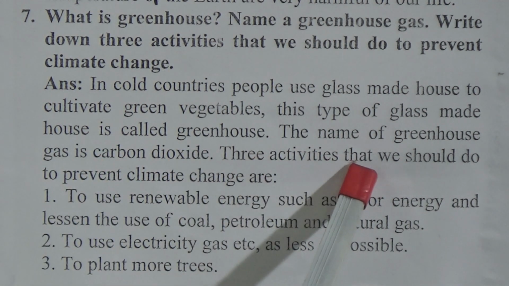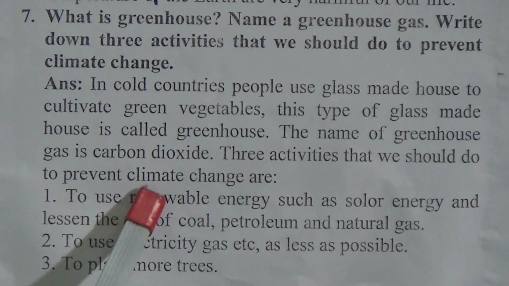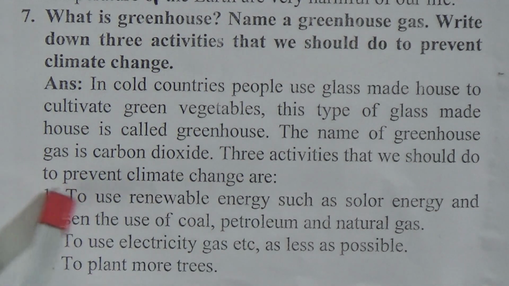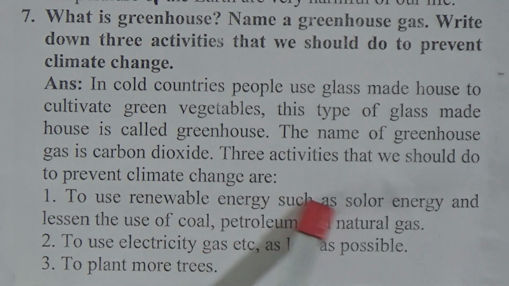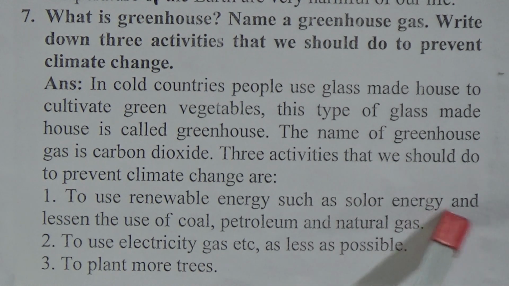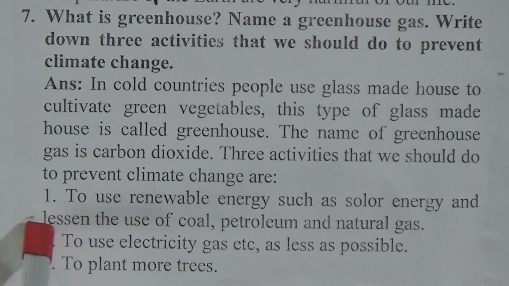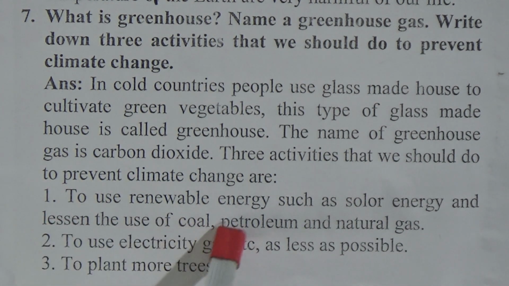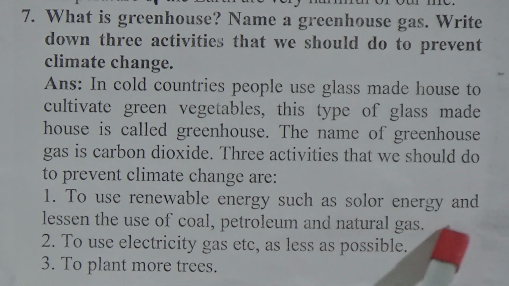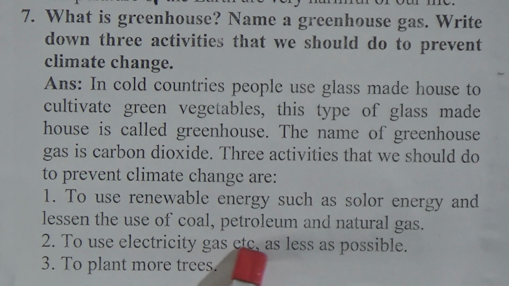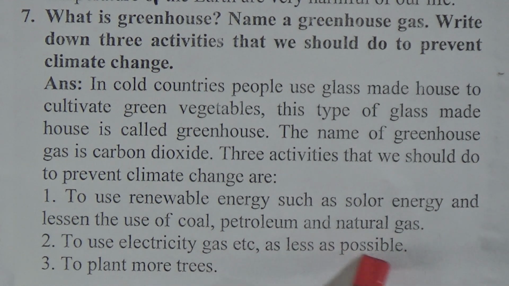Three activities that we should do to prevent climate change are: first, to use renewable energy such as solar energy and lessen the use of coal, petroleum and natural gas. Second is to use electricity, gas, etc. as little as possible. And last one is to plant more trees.